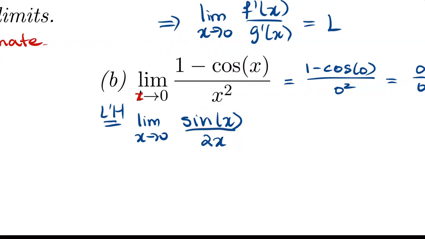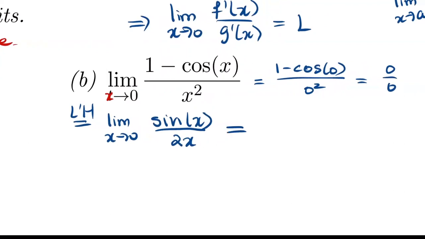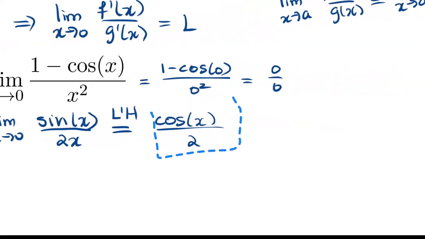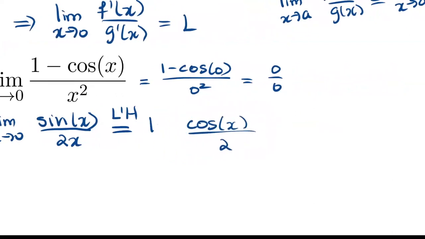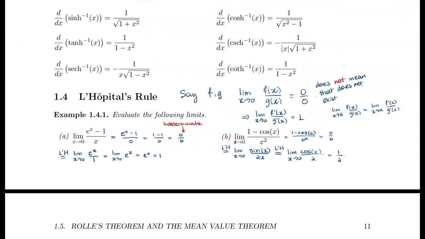So that means we're actually going to be using L'Hopital's rule one more time. The derivative of sine of x is going to be cosine of x, and we divide it by the derivative of 2 times x, which is just 2. And I'm forgetting the limit on the outside. This is the limit as x approaches 0. If we now do this direct substitution, cosine of 0 is 1, and we just get 1/2 as a result. So that's L'Hopital's rule.